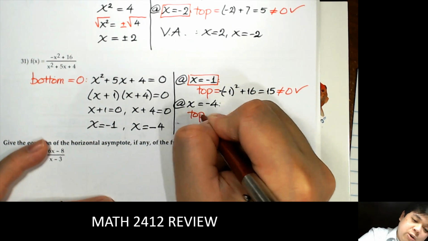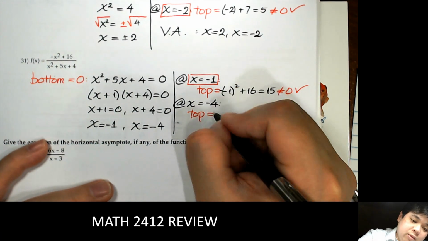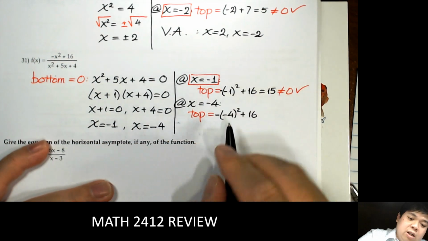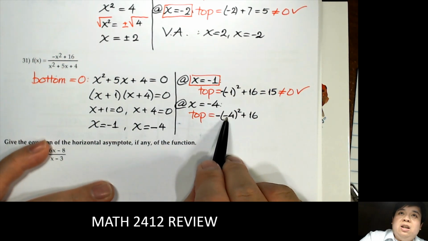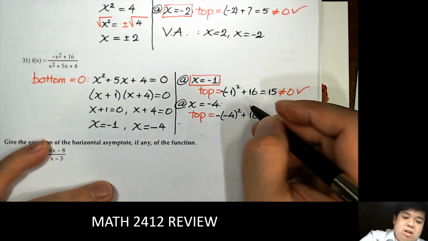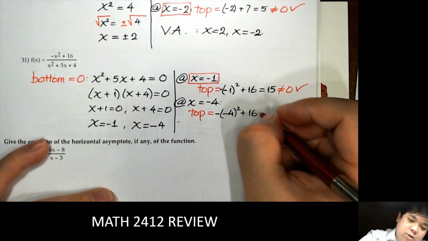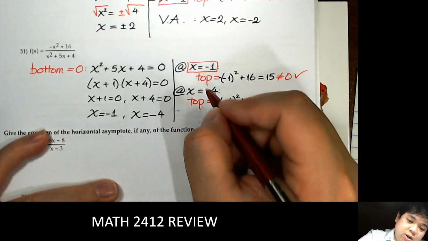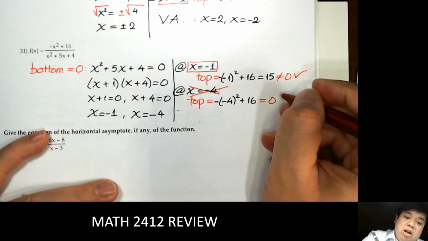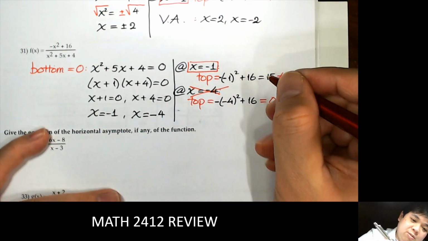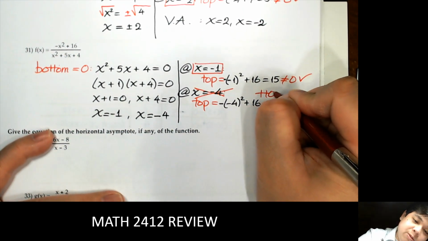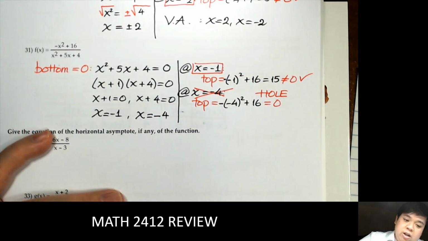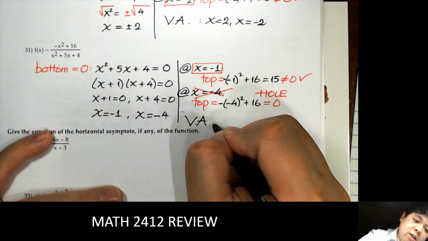The top will be equal to negative 4 squared plus 16. For negative 4 squared, that's 16 with the negative. So negative 16 plus 16, that equal to 0. We require the top not equal to 0. So this equal to 0, so that's not good. It will be a hole instead. A hole at x equal to negative 4. But as far as vertical asymptotes, we only have one.